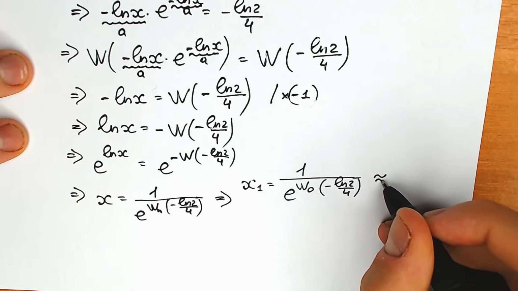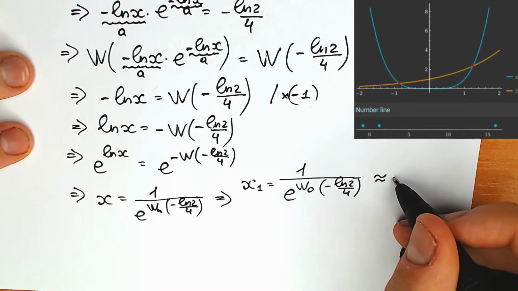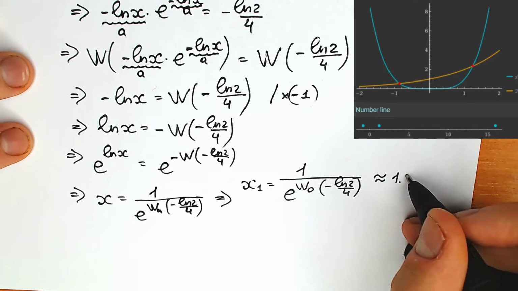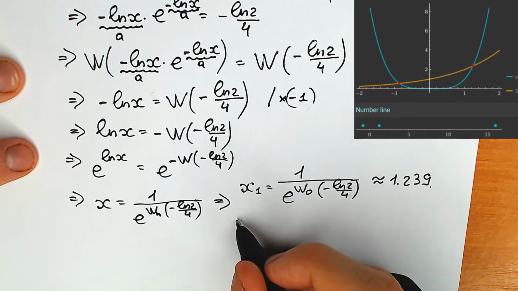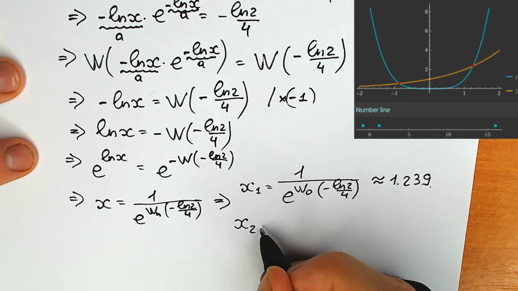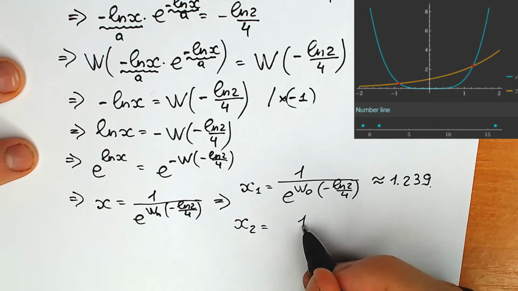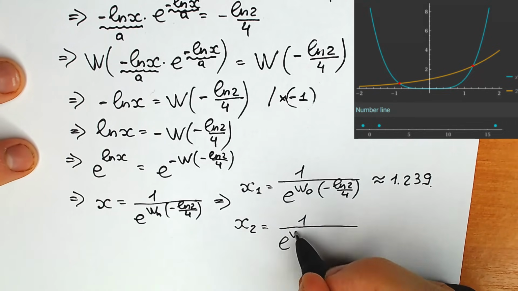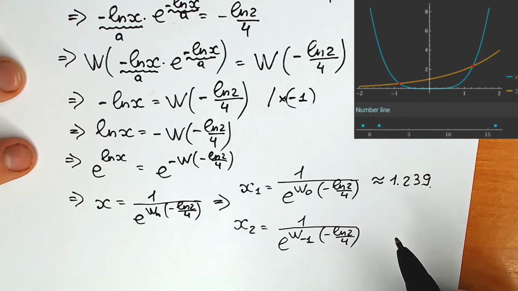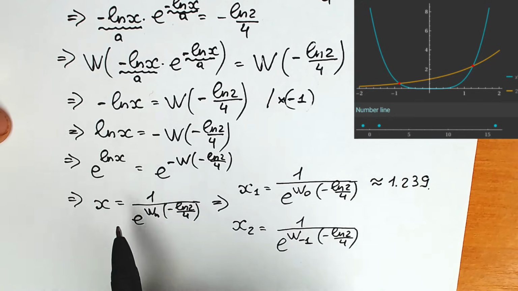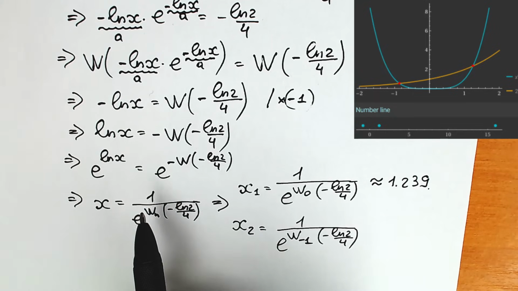So this is approximately equal to 1.239. This is x first, and of course, this Lambert W function will give the second root. We're going to have the second branch, 1 over e to the power Lambert W function with the index minus 1 of minus natural log 2 over 4. It's the same thing, but this Lambert W function has a lot of branches, so it's not one and only one root.